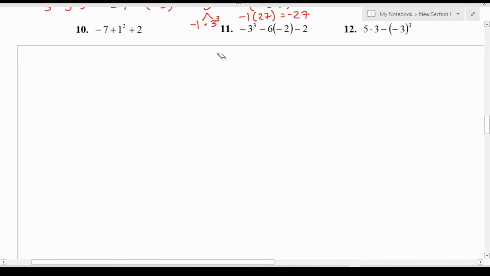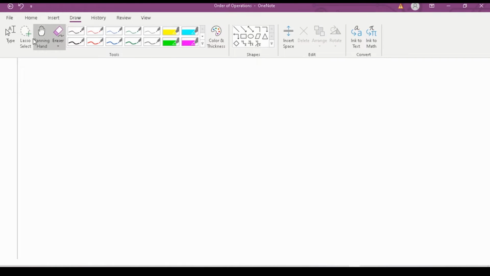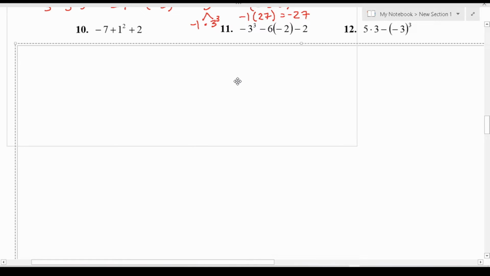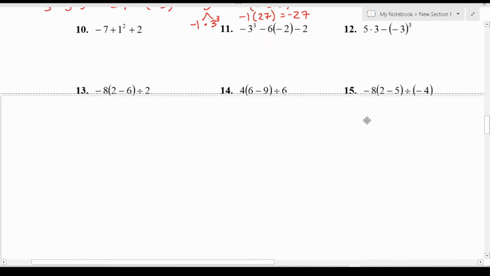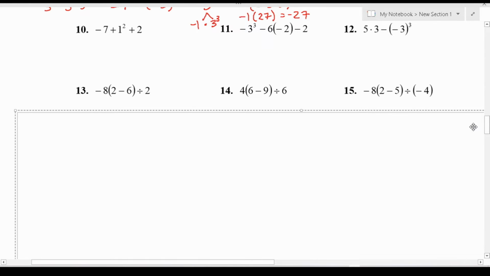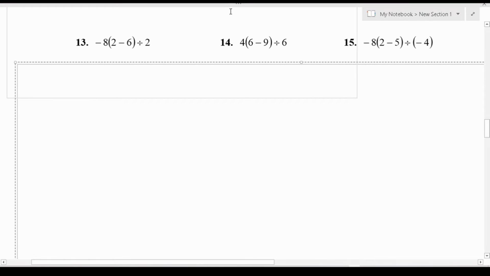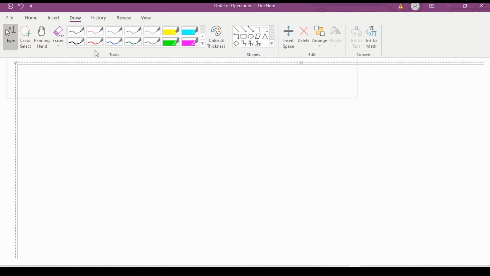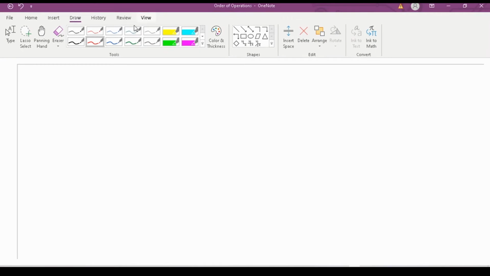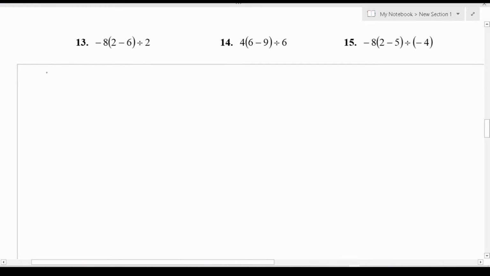Let's go ahead and move on to 13 and 15. And I think in total there are 23 questions. We're going to go up to question 23. All right, so 13. Let's copy it down first.